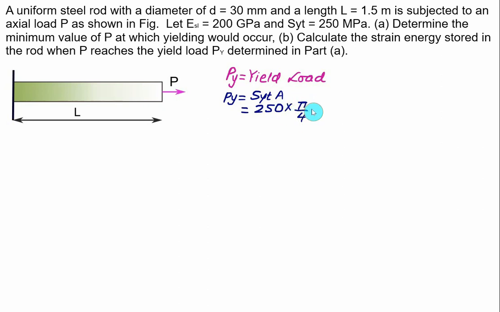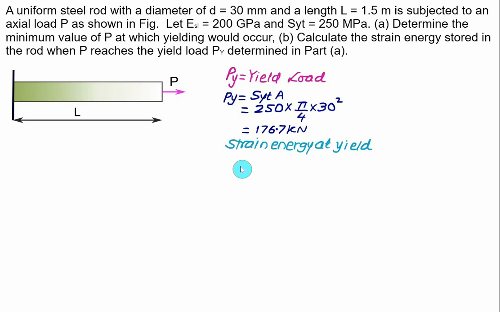So area, taking d in mm, is pi by 4 into d square, where d is equal to 30, squared. So this answer will come in Newton, and dividing by 1000 you will get this answer close to 176.7 kilonewton. So this one is the yield load.